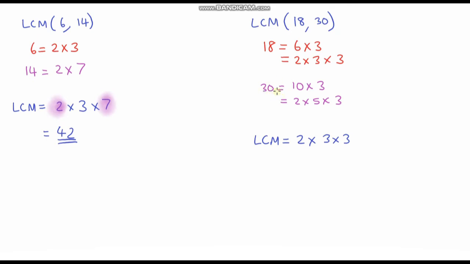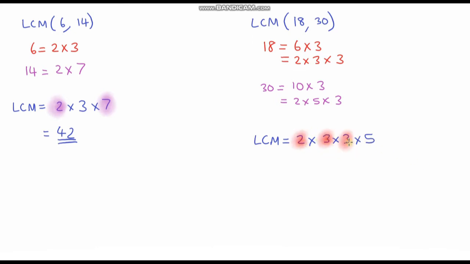And to be a multiple of 30, it has to have a 2 times 5 times 3 in. Well, we've already got the 2 here, and we've already got the 3 here. So the only thing we're missing is a 5. At the moment, this is not a multiple of 5. So we need to multiply on another 5, and now this is our lowest common multiple.